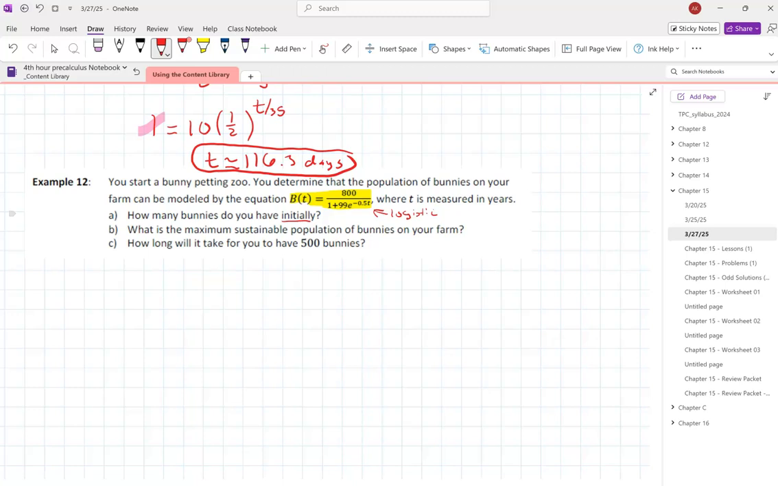So how many bunnies do we have initially? What time is initially representing? What time do we mean when we say initially? What number should t be? 0. Yep, initially it's just t equals 0. So we're just doing b of 0.